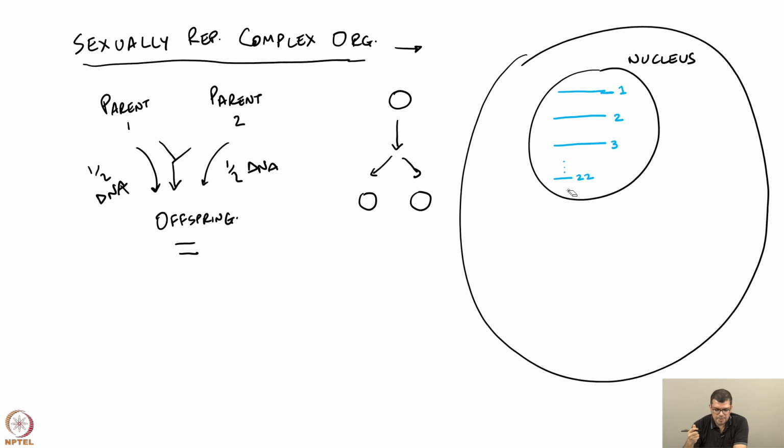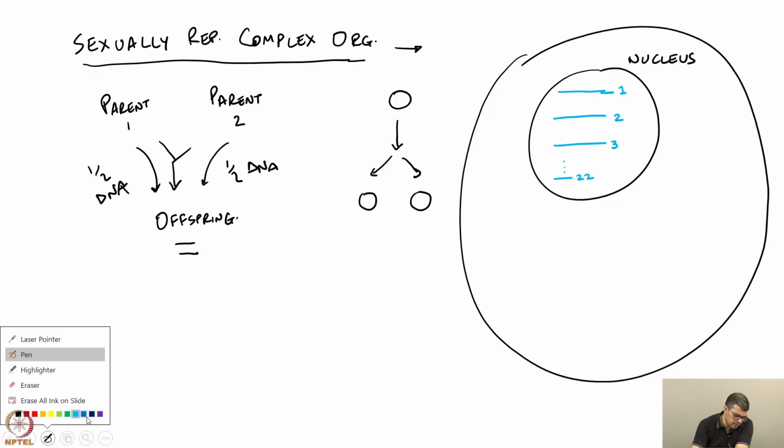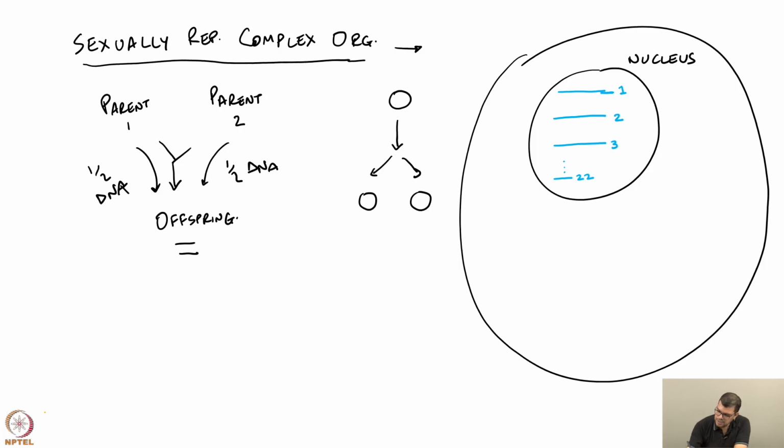The interesting part is, because inheritance is biparental, I don't have one copy of chromosome 1, I actually have two copies of chromosome 1. I inherit one copy from each of my parents. So, I have two copies of chromosome 1, one from my mother, one from my father. I have two copies of chromosome 2, I have two copies of chromosome 3, and I have two copies of chromosome 22.